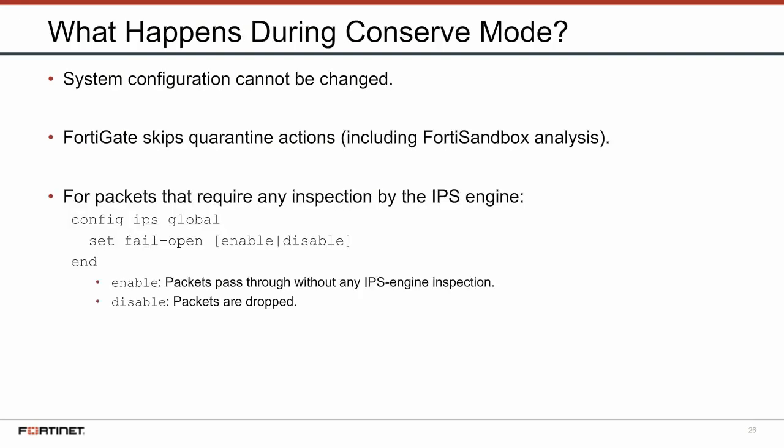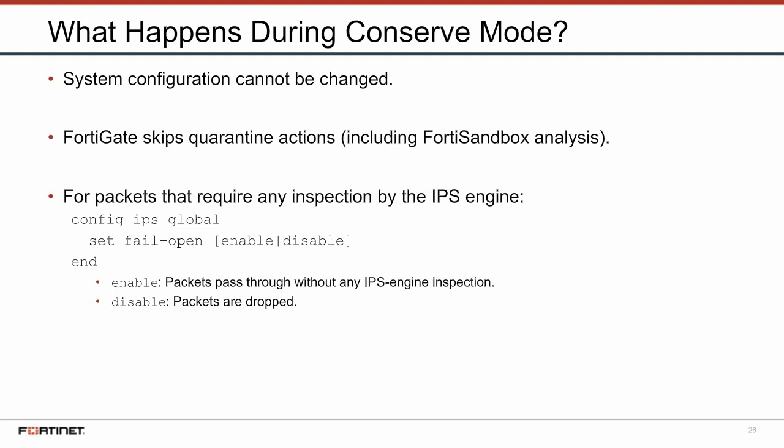What actions does the FortiGate take to preserve memory while in conserve mode? FortiGate does not accept configuration changes, as they might increase the memory usage. FortiGate does not execute any quarantine action, including forwarding suspicious files to FortiSandbox. The Fail-Open setting under Config, IPS, Global controls how the IPS engine behaves during conserve mode. If the setting is enabled, packets are allowed without any IPS engine inspection. If the setting is disabled, packets that require IPS engine inspection are dropped.